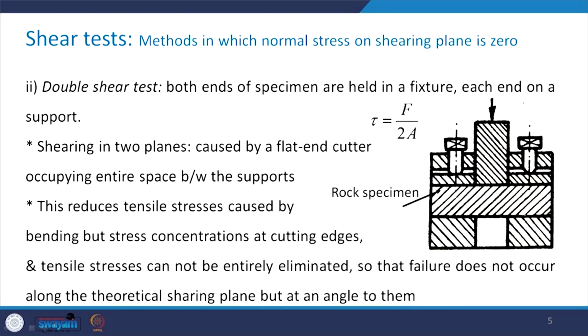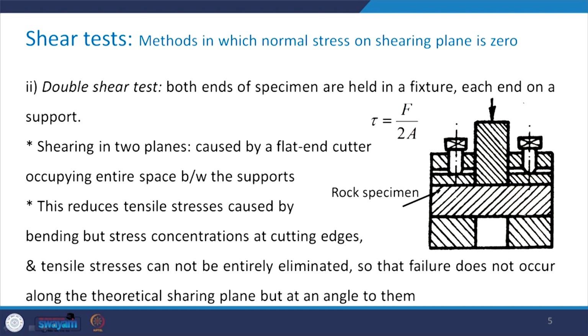Then comes the double shear test. Philosophy remains the same as the name suggests. In the first case it was single shear test, this is double shear test, means there are going to be two planes through which this specimen will be sheared.